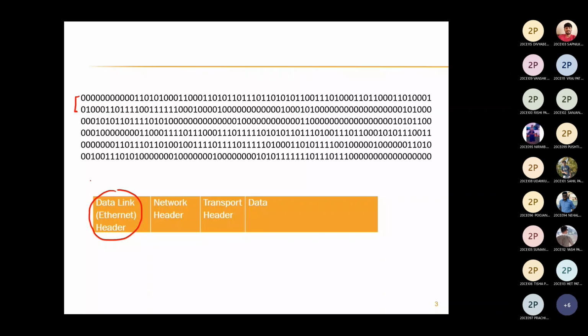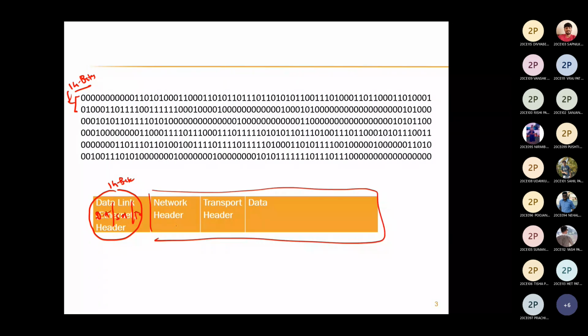The length of this Ethernet header is 14 bytes. So assume the first two rows belong to the 14 bytes. The Ethernet header will have a destination address, then a source address, and there is a type, and actually this is data. This becomes data for the Ethernet header.